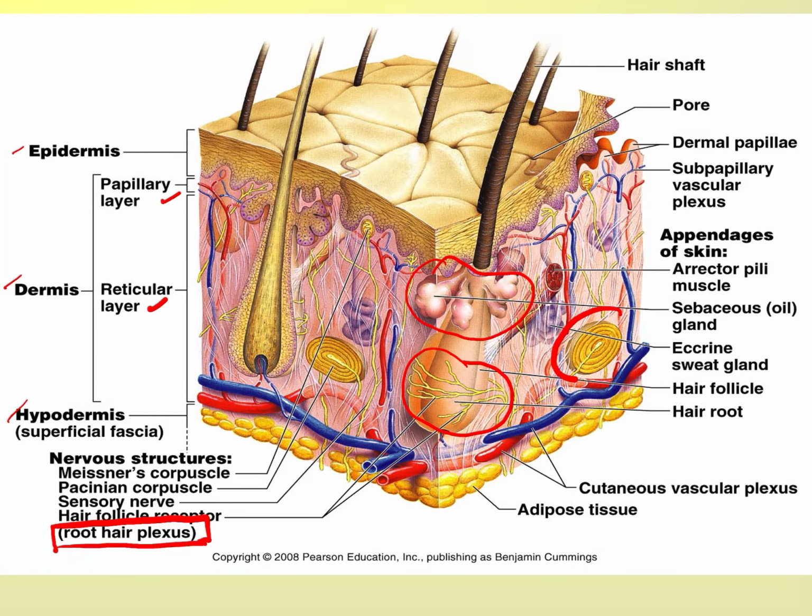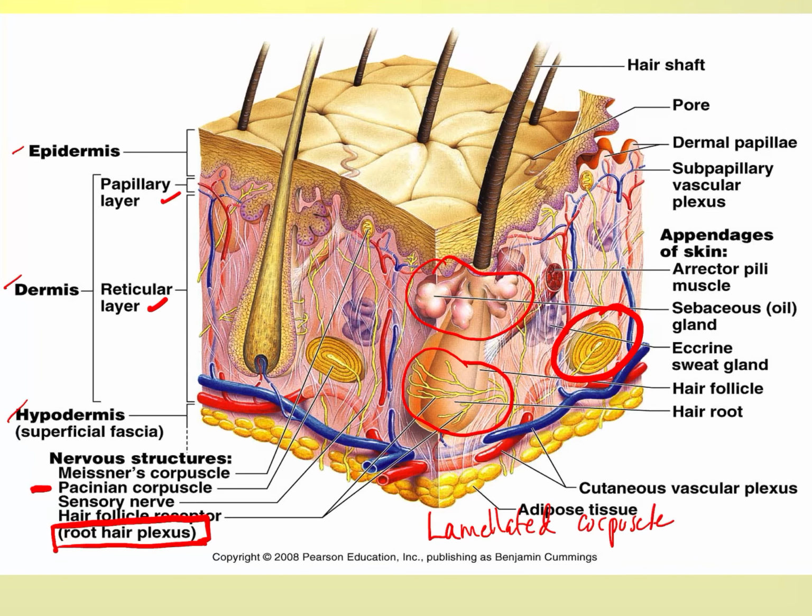This onion-looking thing, this is a Pacinian corpuscle, otherwise known as a lamellated corpuscle. So this is the old word, Pacinian corpuscle, but the textbook now that you have calls it the lamellated corpuscle. And this is a nerve ending that detects deeper pressure. So look at it where it is. It is deep in the dermis, right? It's next to the hypodermis.